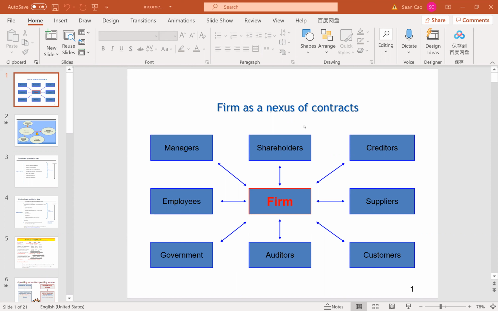So let's look at what screen we have right now. Can you guys see the screen? And also, can you guys hear me? My voice is good. Okay.